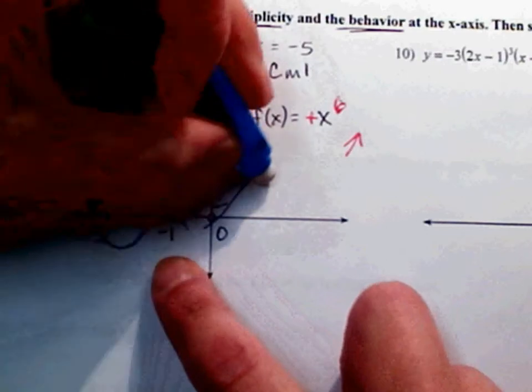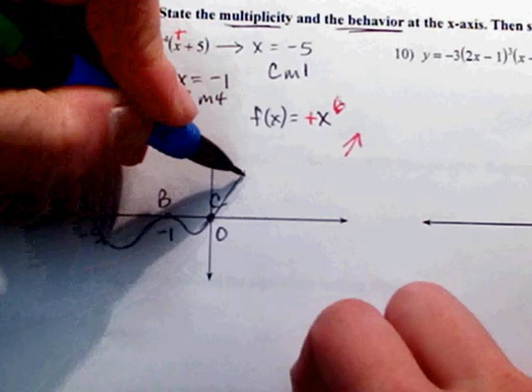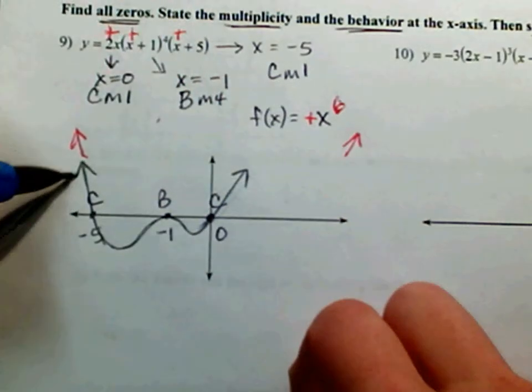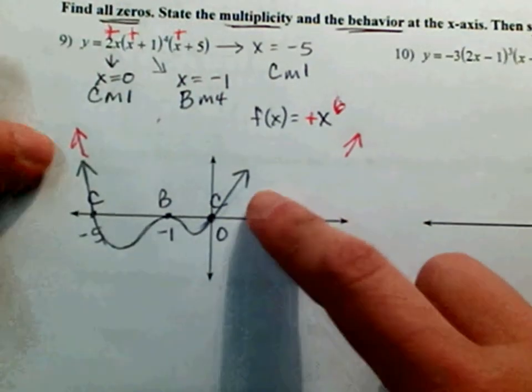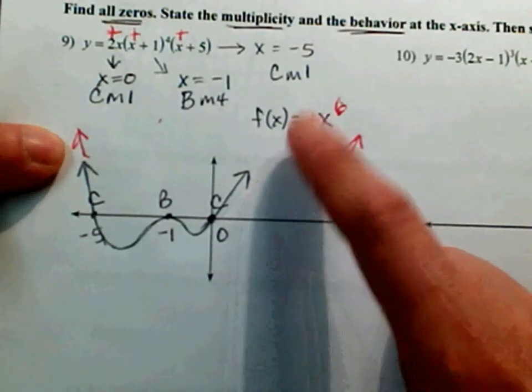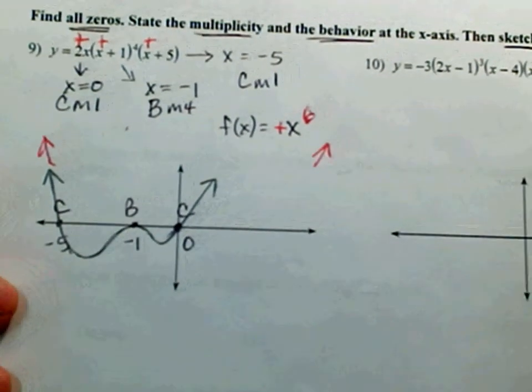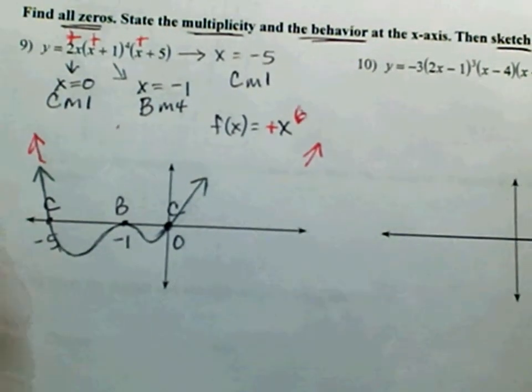Oops. Let me make that a little bit better. And there's your cross. Add your 2 arrows. Do you see how they're both going to go the same direction? Do you see how they both are positive? So that matches what you have in mind. And there's number 9. Number 10. Okay?